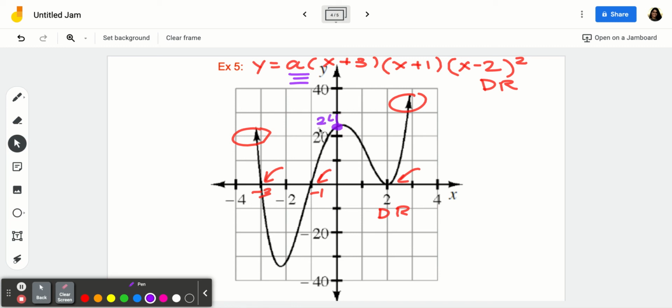So what point are we plugging in? We're plugging in our y-intercept, which is at 0 over 24 up. That's why it's always easier to pick the y-intercept, just because it's a 0. Zeros are always easier to plug in. So now I'm going to plug in these numbers. 24 is y equals x is 0, so 0 plus 3, and 0 plus 1, and 0 minus 2 squared.